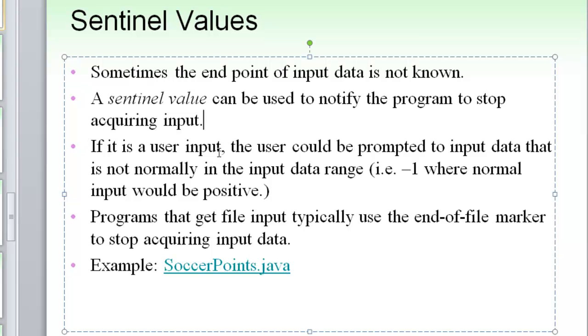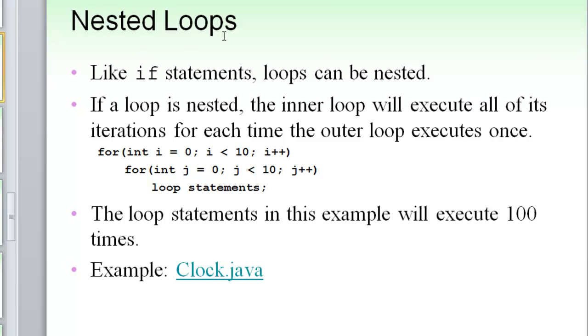If it is a user input, the user could be prompted to input that data that is not normally in the input data range. For example, let's say that the input has to be positive. Okay, so it's all positive grades, 0 to 100. Well, we'll say non-negative, 0 to 100. Then we could indicate that maybe -1 causes the program to terminate. So you'd say, well, input not equal to -1. Okay.